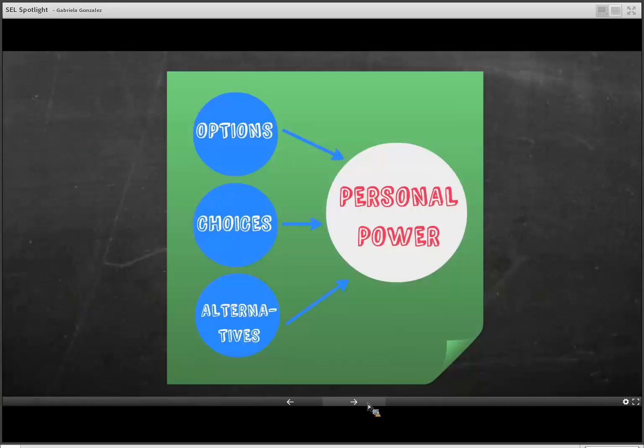So with these options, choices, alternatives, it actually gives you that personal power. Each time that you think of and review all your options before making an important decision, that personal power is being exercised. This goes back to personal power, which was one of the topics that we discussed a few weeks back in our SEL Spotlight. If you haven't watched it, I invite you to look for that video and watch that.